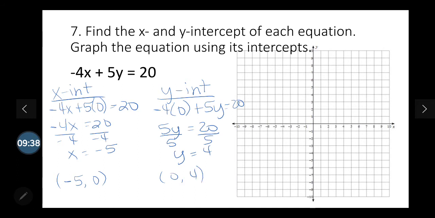So now let's graph these 2 points, okay? So for the x-intercept, it's negative 5, 0. So from the origin, I'm going to go left 5, and I don't go up or down any. So there is my point on the x-axis. And so for the y-intercept, I'm not going to go left or right, but I want to go up 4 because it's positive 4. And then I graph my line.